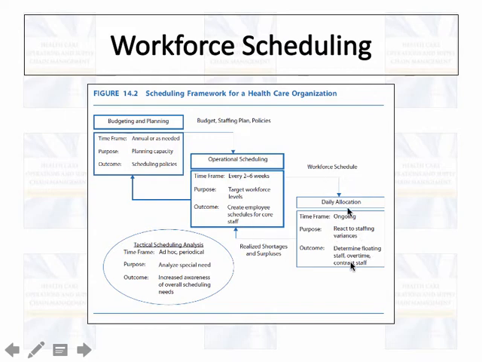And at an operational level, in a daily allocation, the time frame is ongoing. It's daily or ongoing. The purpose is to react to staffing variations, so people leave the healthcare sector or join, and all those things. The outcome is to determine the floating staff, overtime, and contract staff for the organization. So basically, this is the workforce scheduling for a healthcare organization.